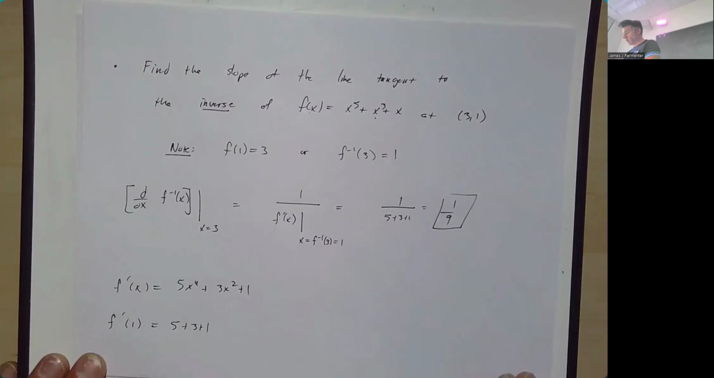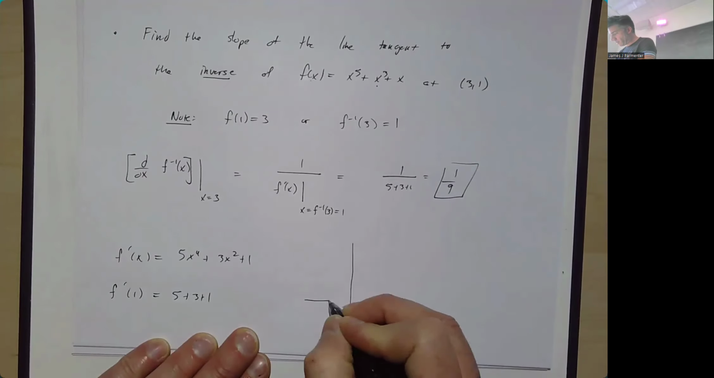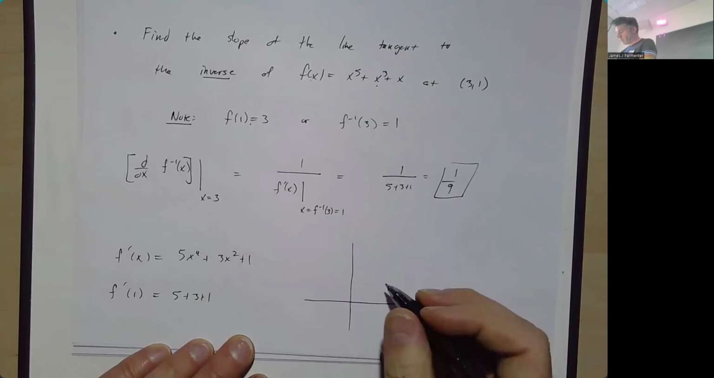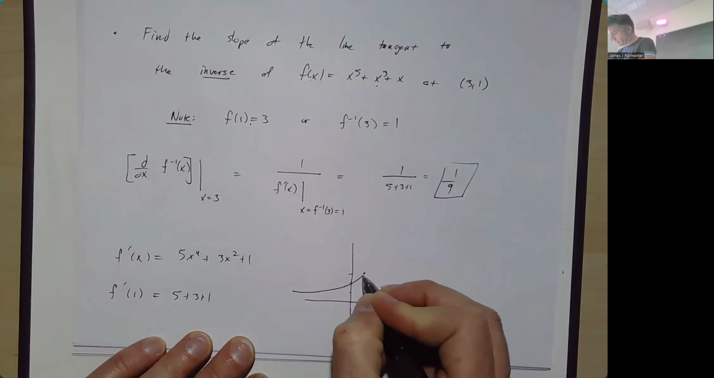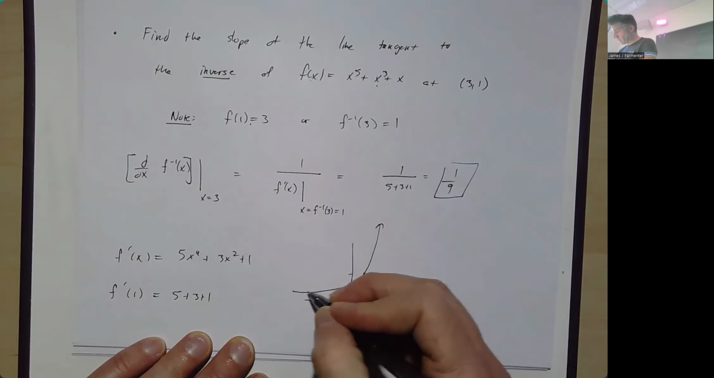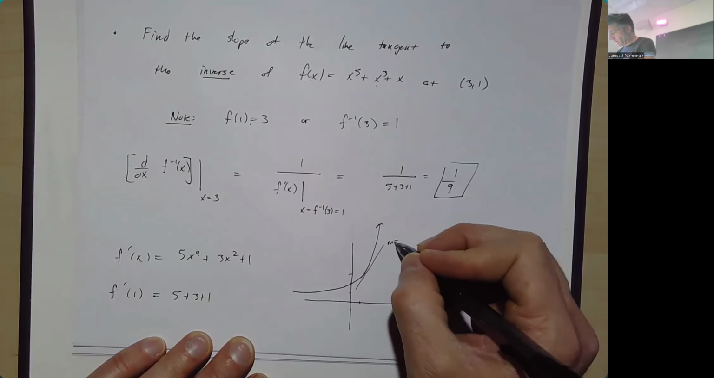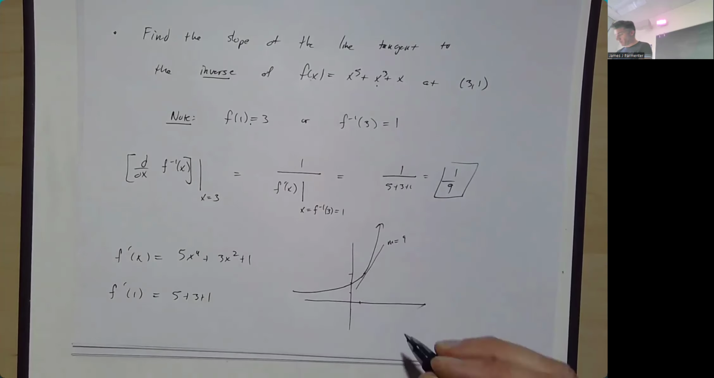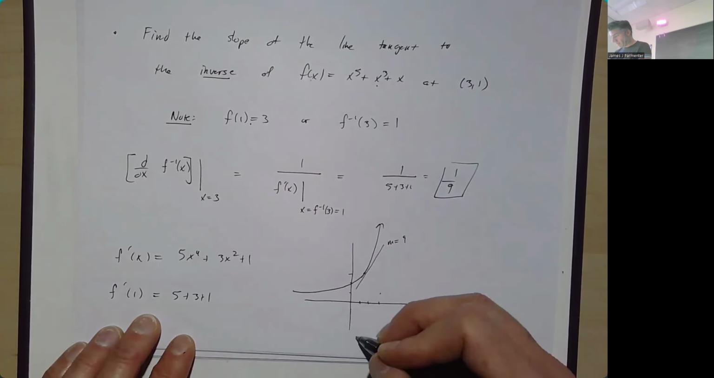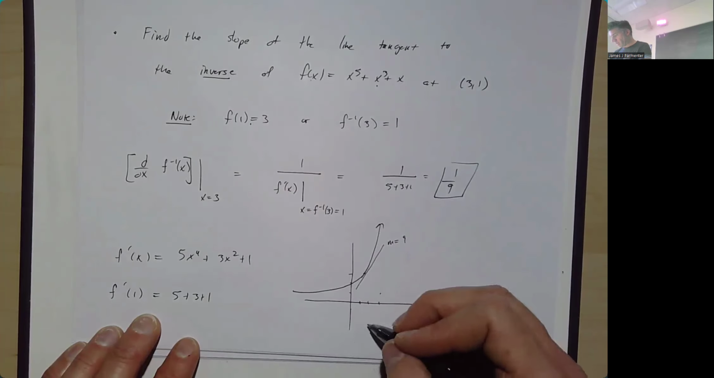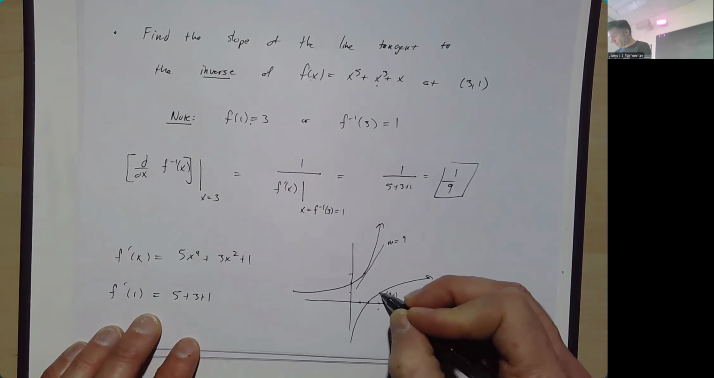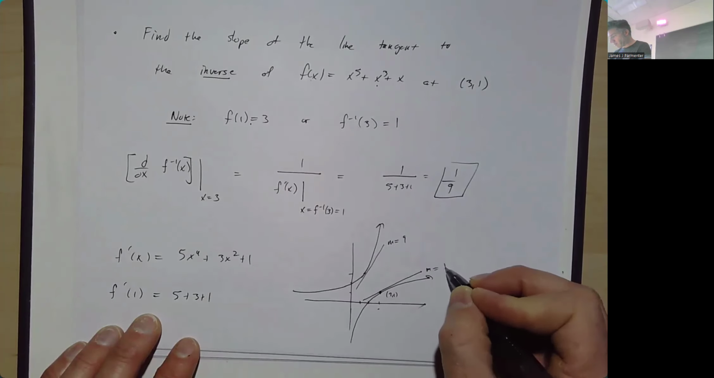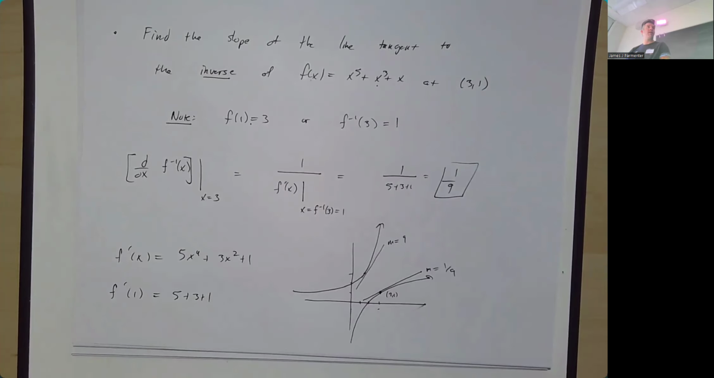And graphically, here's what's happening. Just for pretend, if we pretend our function looks something like this, going through the point (1, 3), and it's got a slope of 9 at the point (1, 3), then the inverse function has to have the inverse slope at the point (3, 1). So the derivative there is exactly 1/9. That's what's happening there.